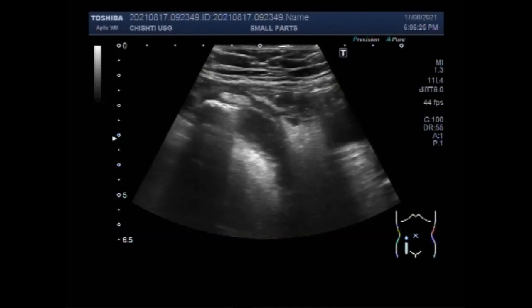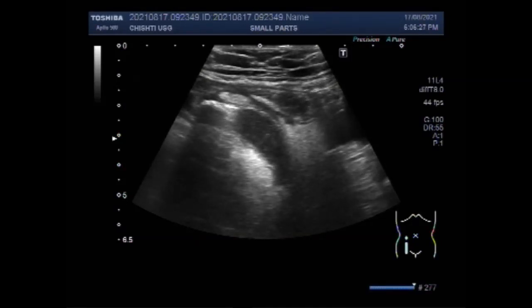Now, by using the high power linear probe, you can see a tubular structure in the right iliac fossa surrounded by a hypoechoic rim. This is the transverse view, and now you can see a small amount of fluid surrounding this tubular structure.